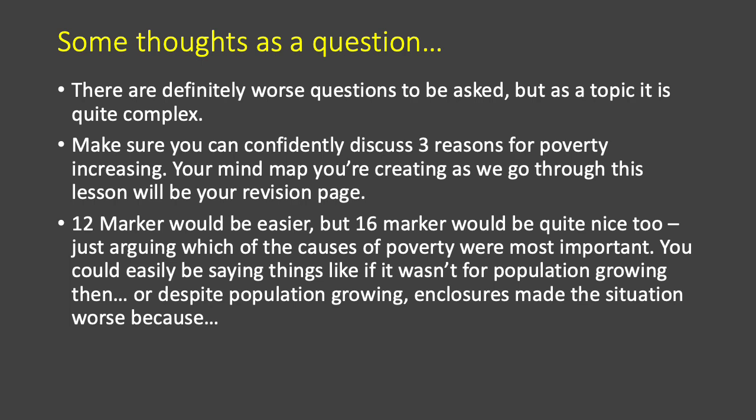So you could easily be saying things like, if it wasn't for the population growing, or despite population growing, enclosures made the situation worse because, like I said earlier in this lesson, even if the population was growing, the bad harvests meant that they couldn't feed them. If the harvests were good, then it wouldn't be such a problem because they could afford to still feed them. So that would be my argument as to why population is probably less important than the bad harvest. But that's my opinion, and that's the joy of history, isn't it?